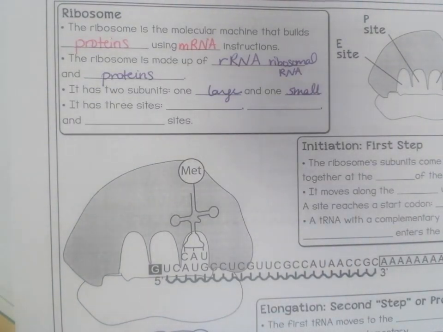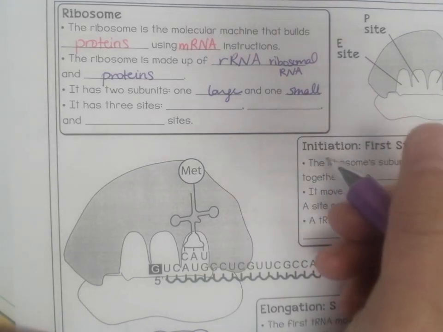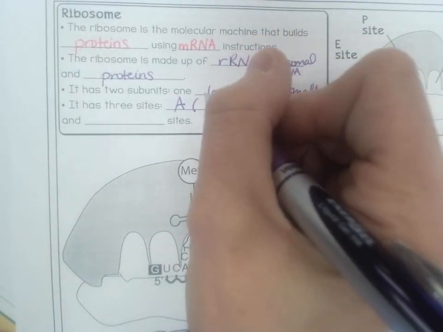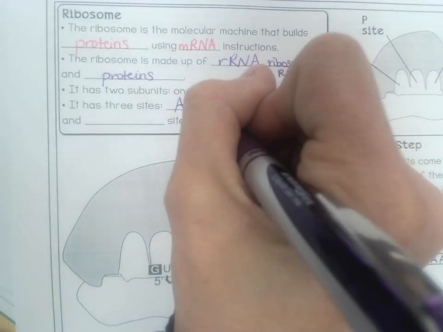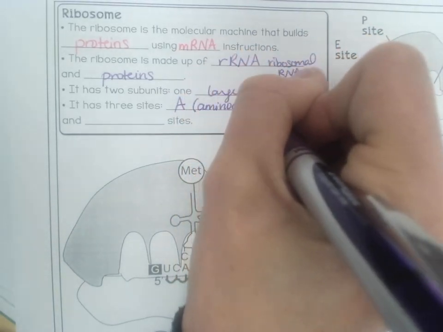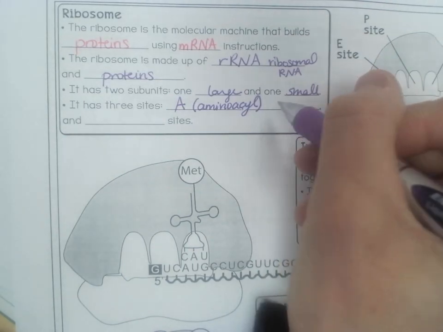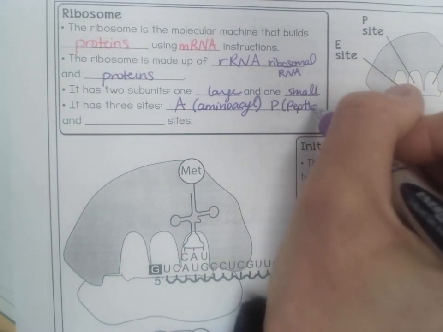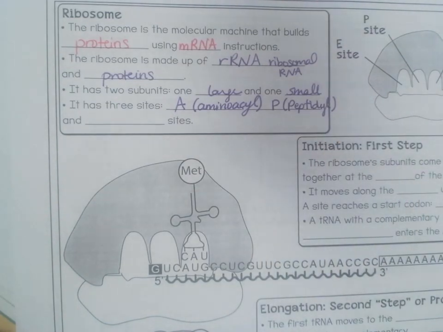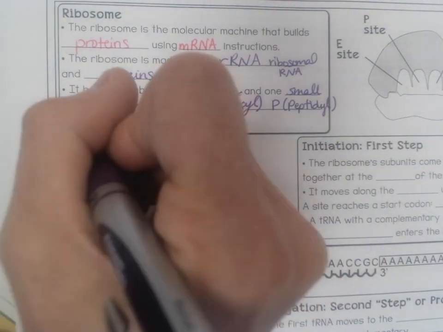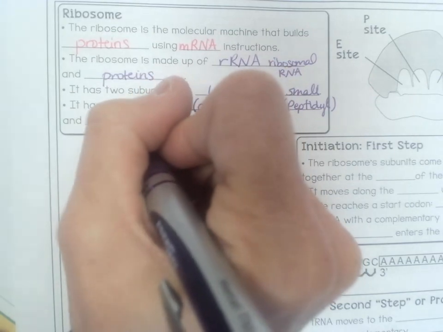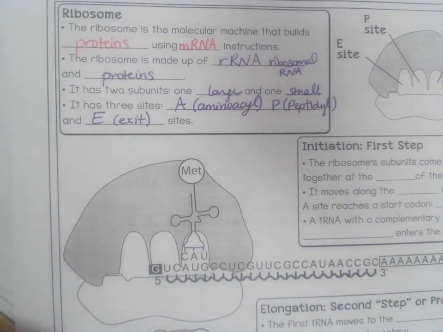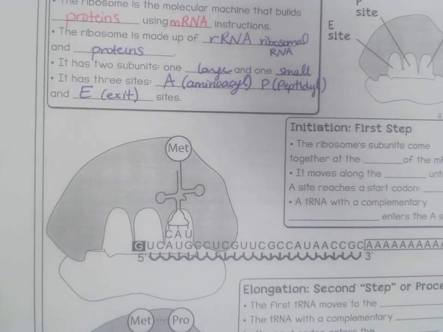It has three sites: A, which stands for amino acid, P, which stands for peptidyl, and the E, which stands for exit sites. So what exactly happens?